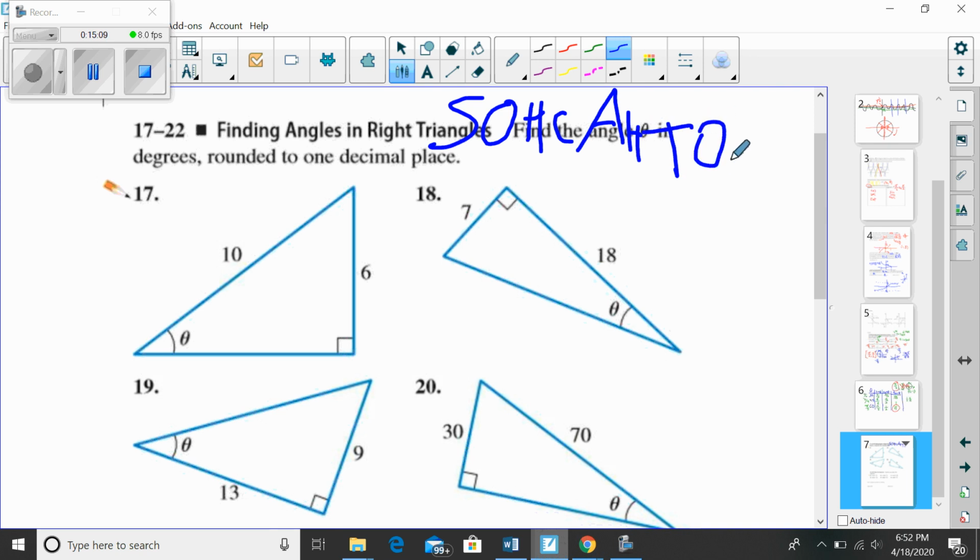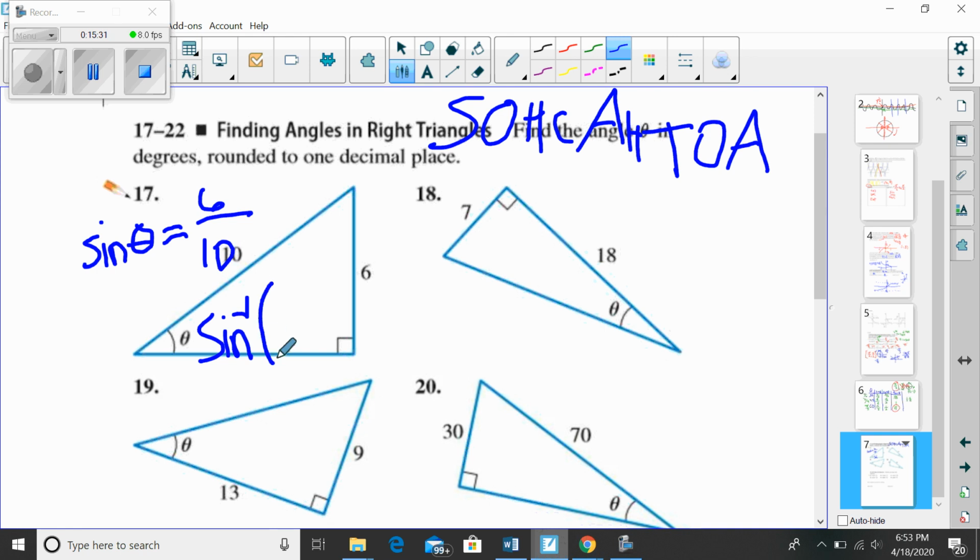Okay, so the opposite over hypotenuse is 6 over 10. So that tells me that sine theta is 6 over 10. So what that means is that the inverse sine, or arc sine, of 6 over 10 would equal the angle. Okay, so you just take out your calculator.